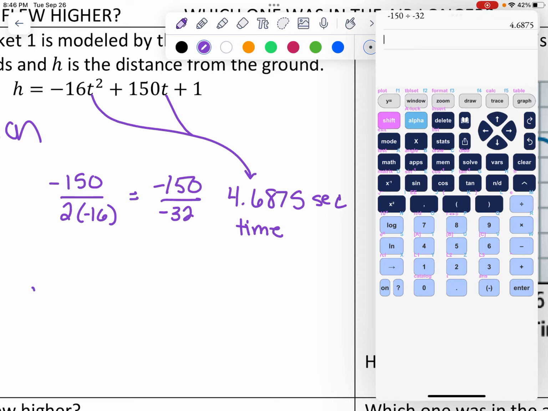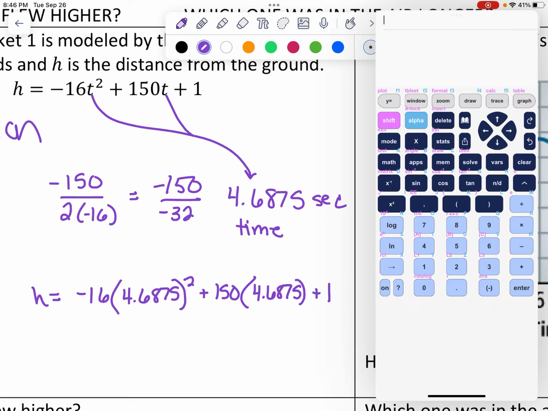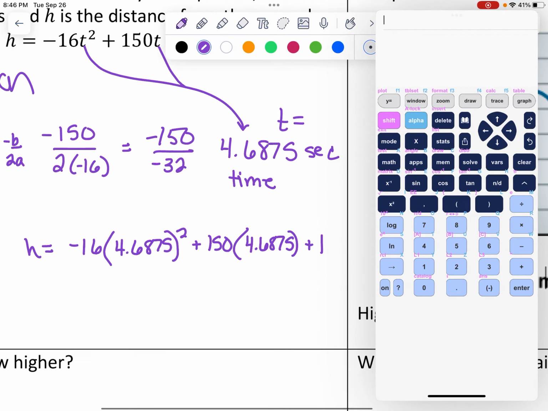So in order to find out the height, I need to plug that time in. So negative 16 times my answer squared plus 150 times my answer plus 1. I definitely typed that really fast, so I'll just babble a little bit while you catch up with me. So I had to find negative b over 2a. That didn't solve for x in this case, it solved for t. And then I had to plug t in. And that's going to tell me my height.